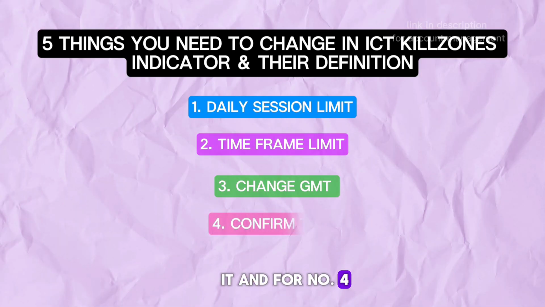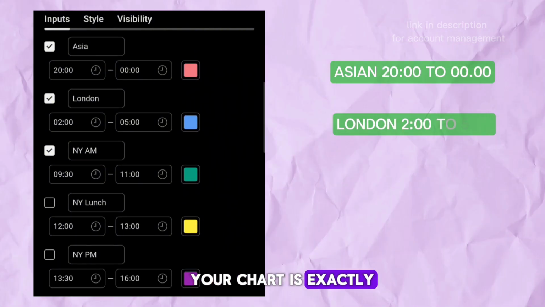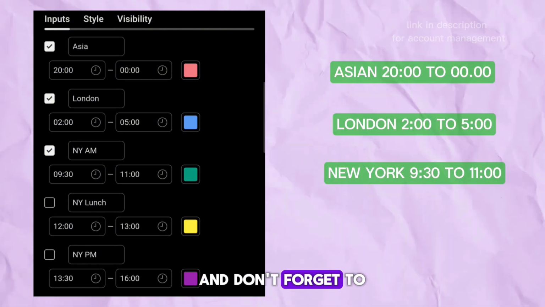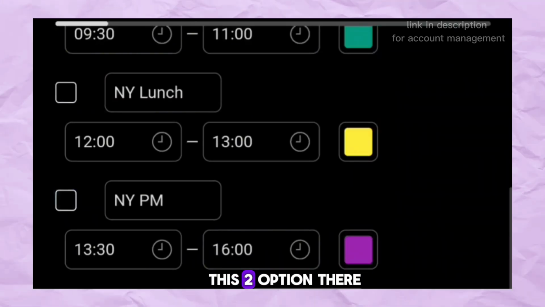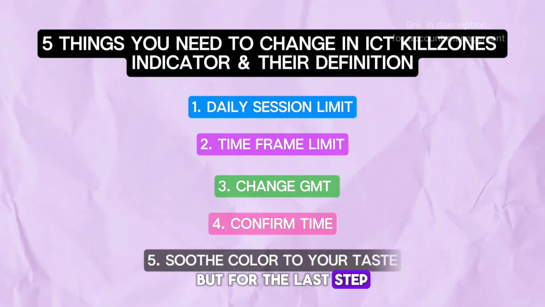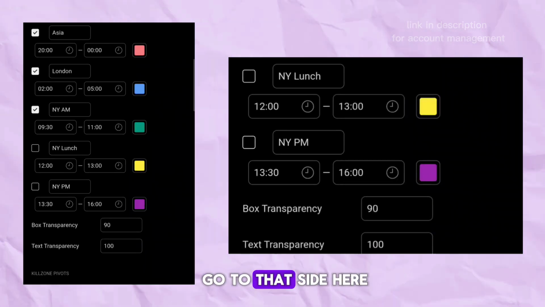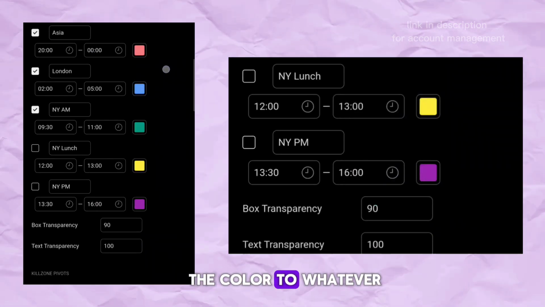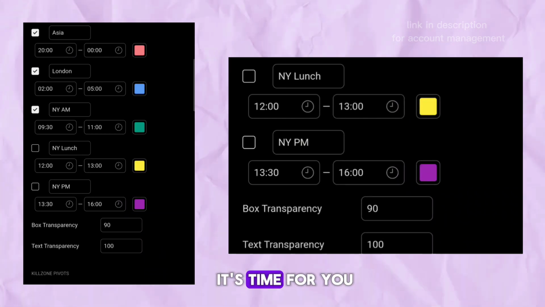So you want to click on it and scroll down, then look for -4 again and set it. And for number 4, you want to confirm the time and make sure every single time on your chart is exactly like this. And don't forget to toggle on this show kill zone box, and then toggle off these 2 options there. For the last step, you want to make the color different. So you want to go to that side there and change the color to whatever color you want. After doing that, now it's time for you to trade.